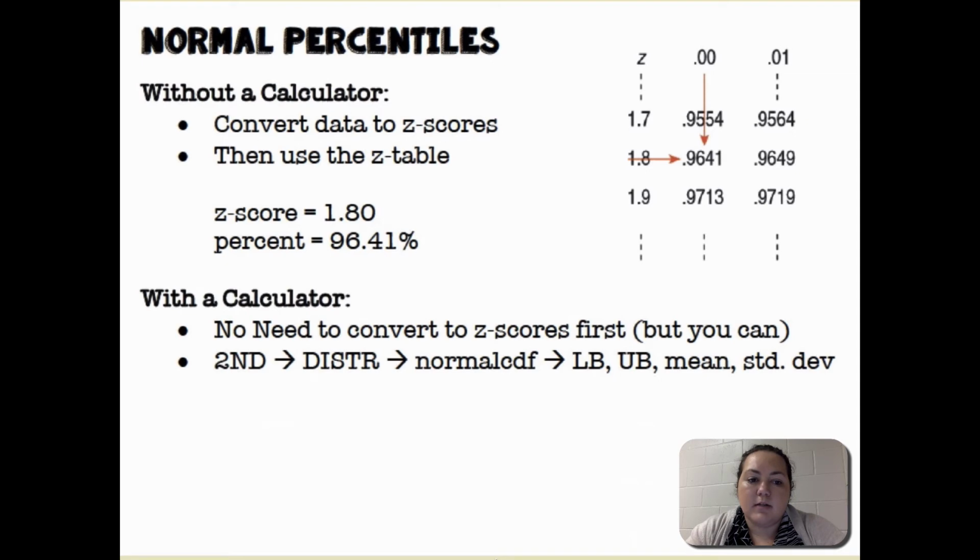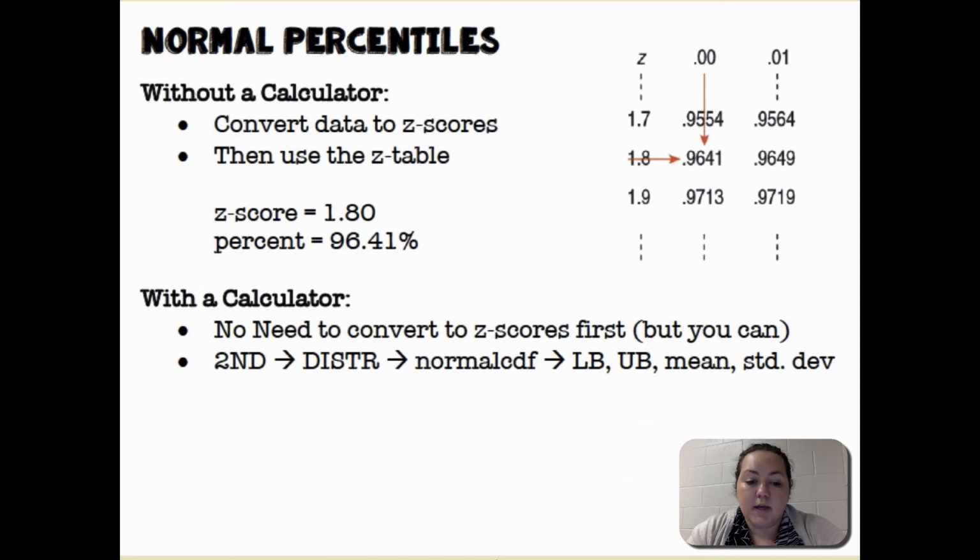All right, normal percentile. If you're finding the normal percentile without a calculator, you would have to convert the data into a z-score, and then you'd have to use a z-table. The z-table is something you'll get with your reference sheet when you take the AP exam, and I also have some in class that you can use if you're not going to use the calculator. So you'd get your z-score. Let's say I have a z-score of 1.80, and you would look at your chart. They have values across the top and along the side. Along the side you go to 1.8, and on the top you go to 0.00. Then you match them up, and you get a percent of 0.9641, so 96.41%.